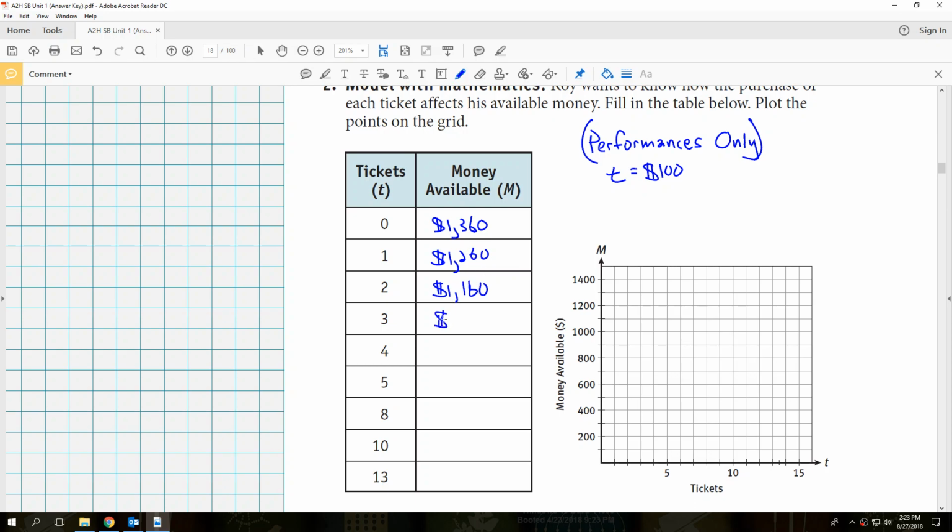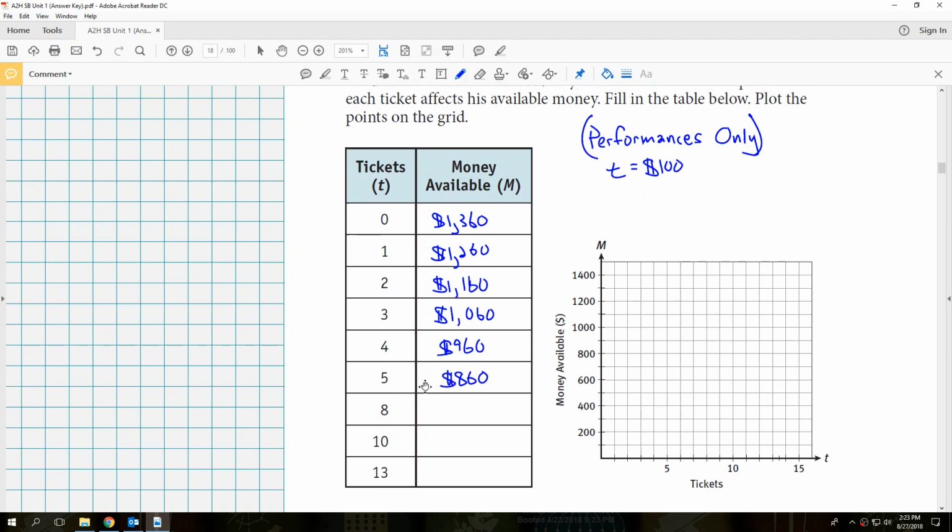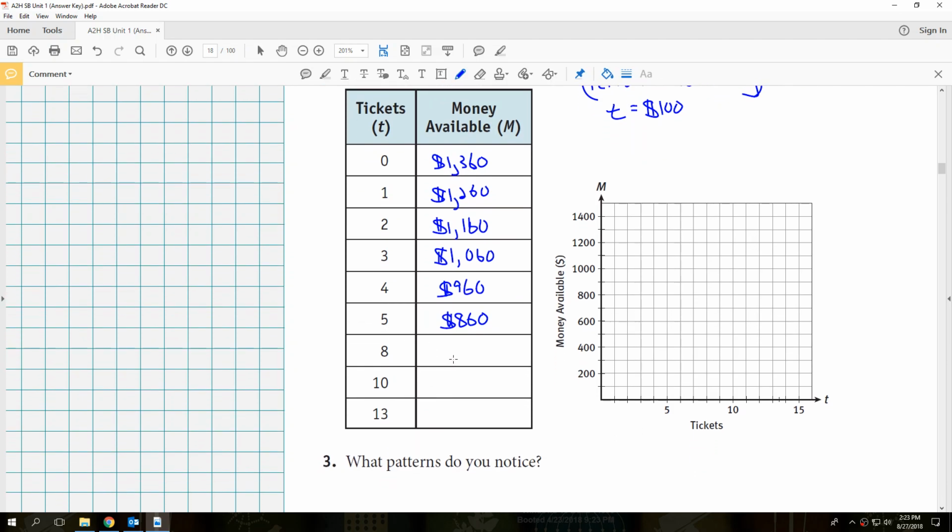1,160. So we can already see the trend here. We're going down by $100 every single time. $1,060, $960, $860, and be careful here. It doesn't go to 6, it goes to 8. So now we're going to have to be clever here if we don't want to come up with the equation yet, or the function, I should say. What we're going to do is notice the trend and apply it in a calculation.